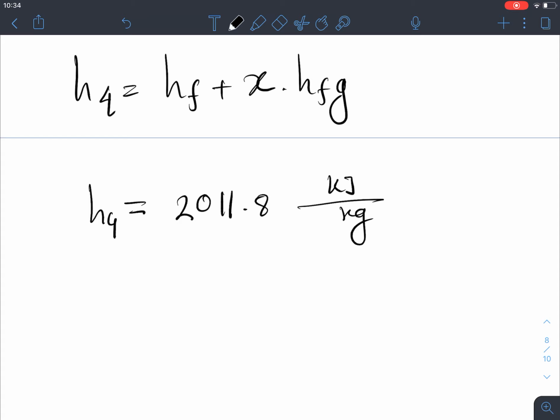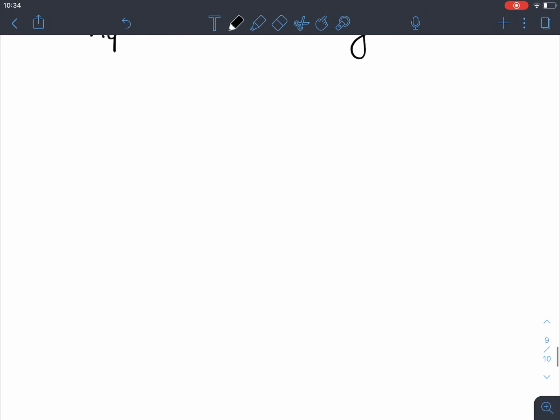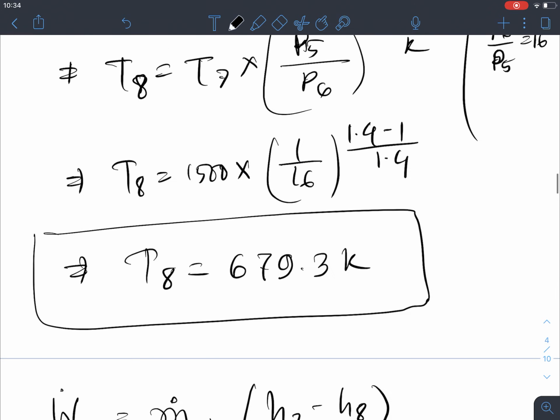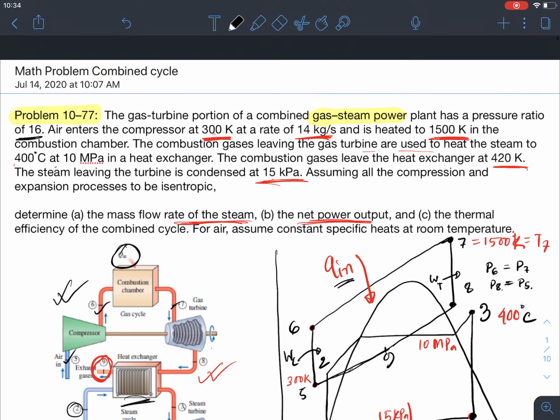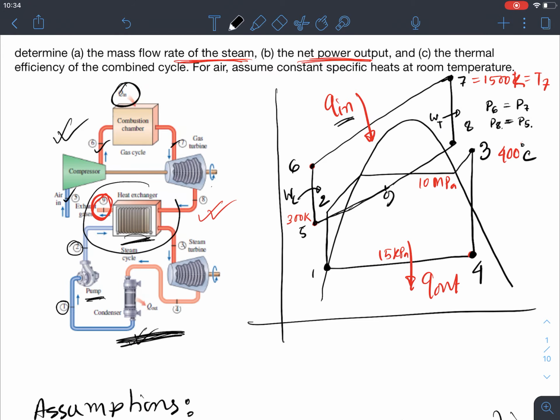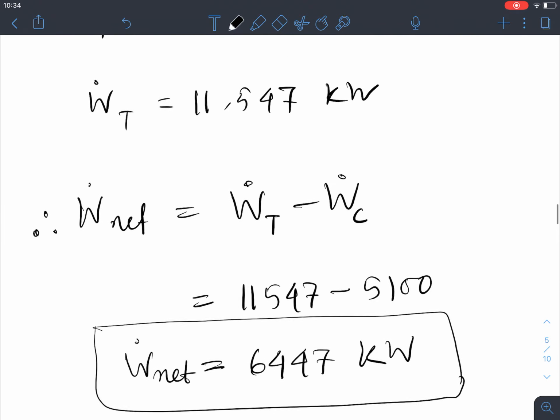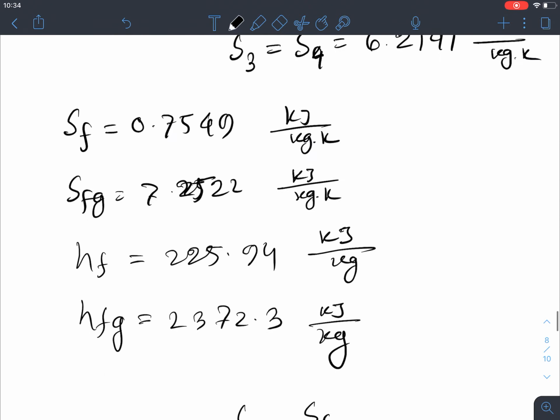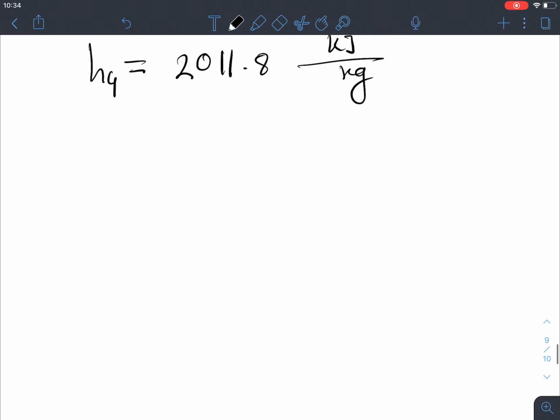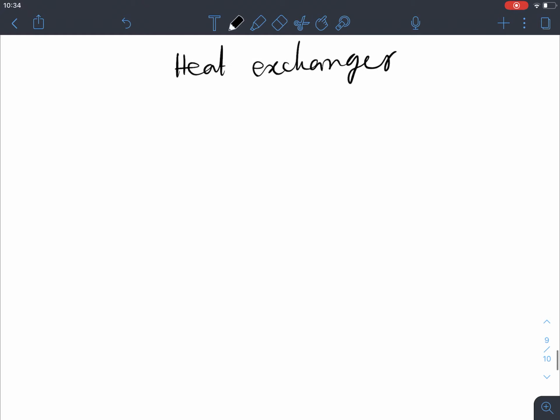So if we do the energy balance, in this key component, which is the heat exchanger, let's take a look at what is happening in this heat exchanger. This heat exchanging part, what is happening actually? So this is the heat exchanger.